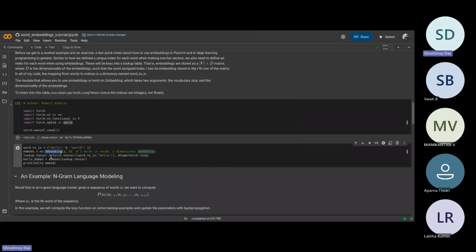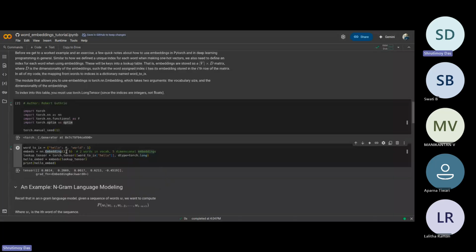And now you want to create this lookup table. So five is the dimensions, and that will be the features of the word. And two is, you have two words, hello and world, the number of words. So this becomes your vocabulary. And for each word, you have a five-dimensional embedding. Right? And then you create something called a lookup tensor.